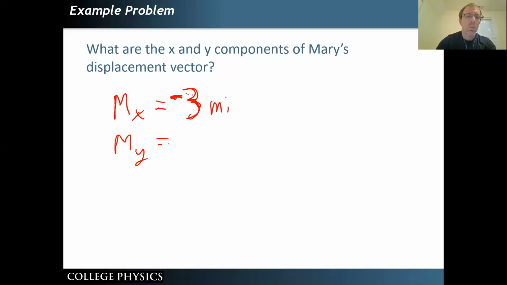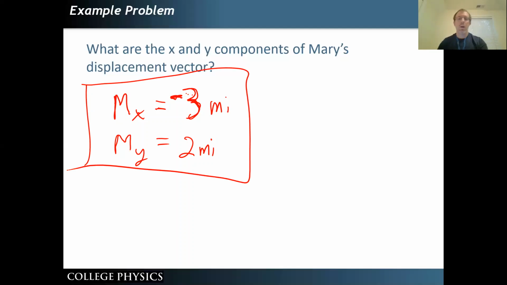And Mary's y component is what? She went 2 miles north. So that'd just be a positive 2 miles. Okay, so there's Mary's x and y component. The x component's negative because she went west. Y is positive because she went north.